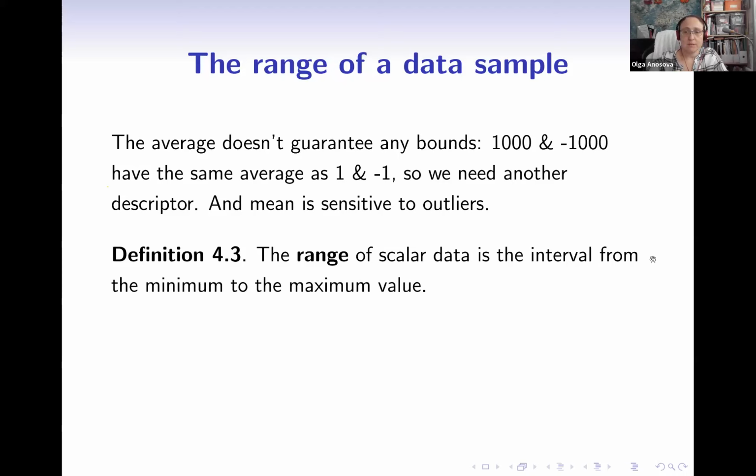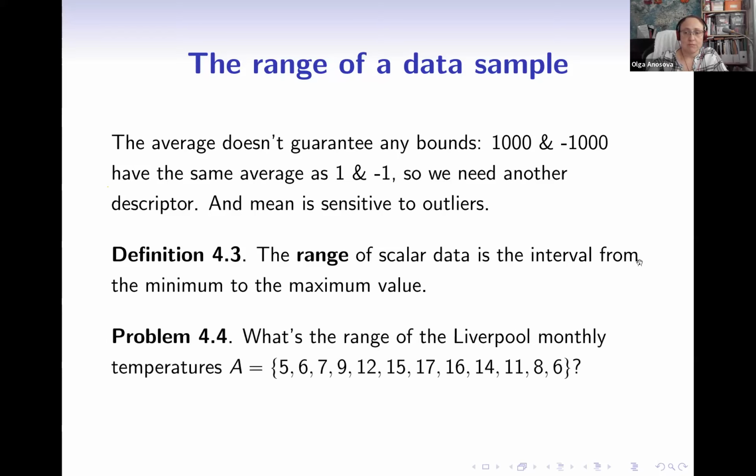And the simplest one is to measure the range. And the range, by definition, is just the interval from the minimum to the maximum value. So what is the range in our usual real-life question about the mean livable temperatures? What is the range in this case? You're welcome to answer in chat or live. It's a very simple question just to check that we are all following. So what is the range?